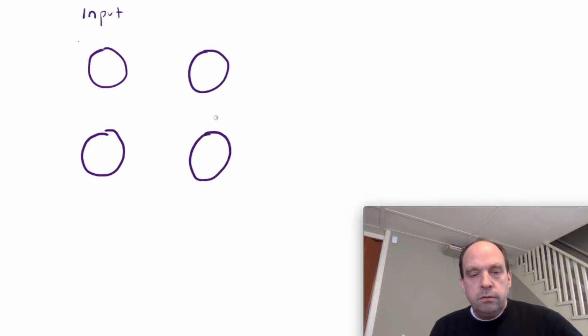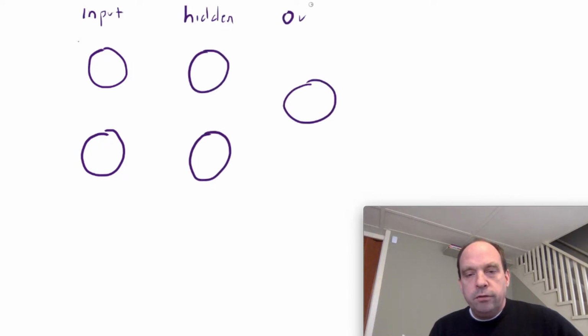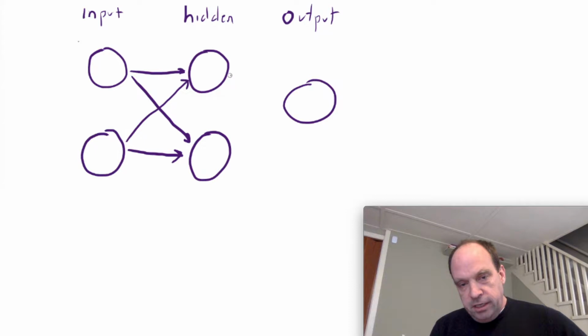We'll draw a simple network here, perhaps 2 input layer nodes, 2 hidden layer nodes, and a single output node. Remember that our network is fully connected, so from each input node, there's a connection to both of the hidden layer nodes. And from each hidden layer node, there's a connection to the output node.